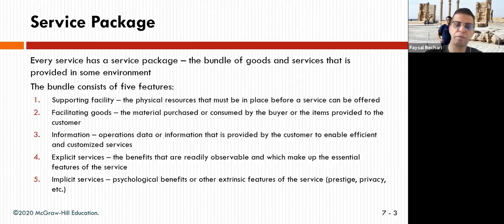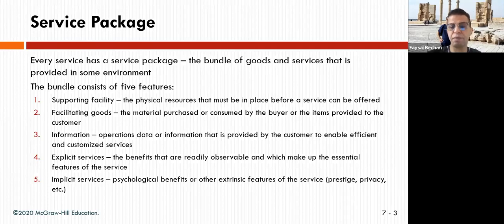And then you get the information, which is the operation data or information provided by the customer to enable efficient and customized services. So if there is some customization, some requirement by the customers, provided by the customer to enable efficient and customized services. Like, you would like to have a maximum $100 long distance.